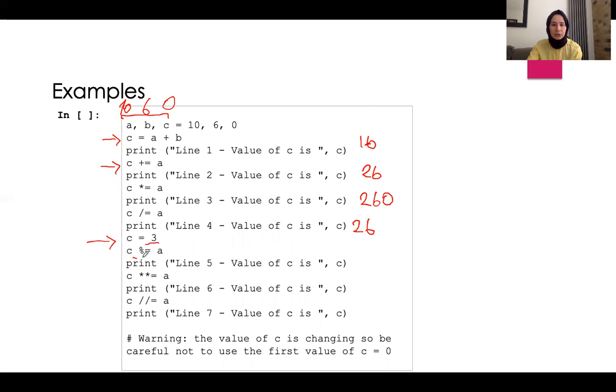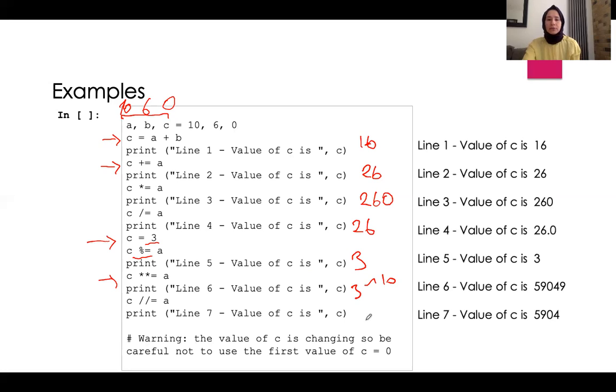And then we have the modulus here. C modulus equals A. So 3 modulus equals 10. So this will produce 3 for us. Then we have C exponentiation equal to A. Basically, this will be the result of this one, right? And finally, we have C floor division equal to A, and the result of this will be produced here.